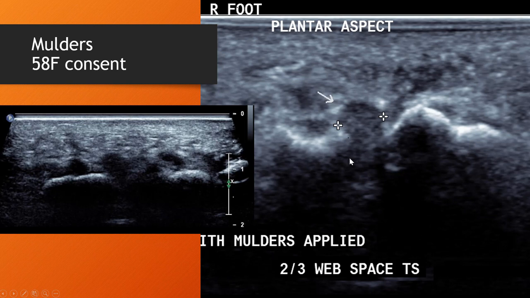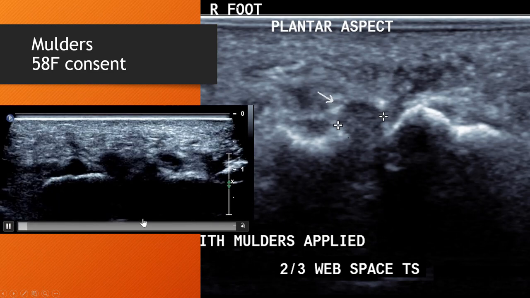So this is what the transverse image looks like in a positive neuroma case. You can see when the bone looks a bit more convex, it means that this transducer is at the level of the proximal phalanx, as opposed to when it's at the metatarsal head, which looks more like a rainbow.